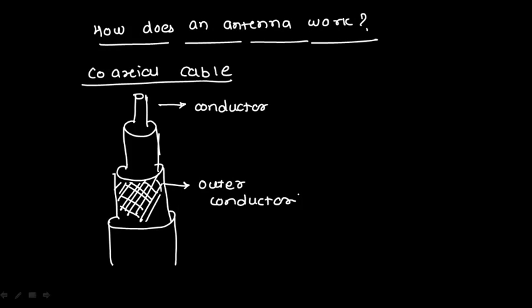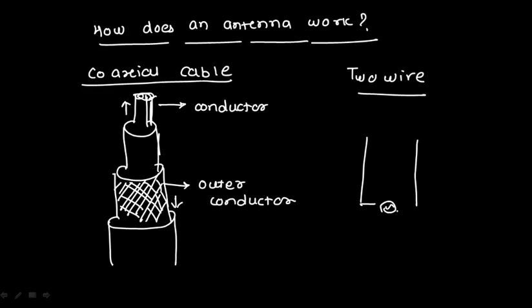Whenever you are giving some energy to this, what kind of current flow will there be? The inner conductor will carry the current in this direction, and this outer conductor, which you call the ground, will carry the current in the opposite direction. If I simply draw the two-wire equivalent for this coaxial line, this is one line and this is another line, and this is the supply I have given to the cable. If I give plus and minus, the current direction will be in this direction and the other current in this direction.